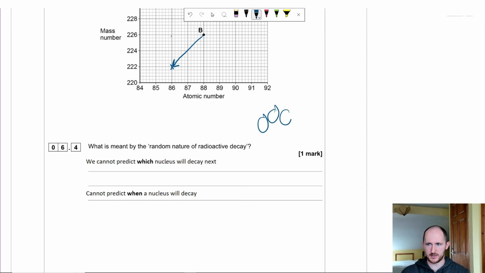So again, imagine I have all these nuclei, and they start popping, right? I can't tell which one is going to decay next. I can't tell which one's going to pop next. It could be this one, could be this one, could be this one, I don't know. But also, if I zoom in to, let's say, this one on the left, I cannot tell you when it's going to decay. I can't say in 10 seconds it will decay. In 100 seconds it will decay. I have no idea. So we cannot tell which one will decay next or when it will decay. That's the key part of the random nature.